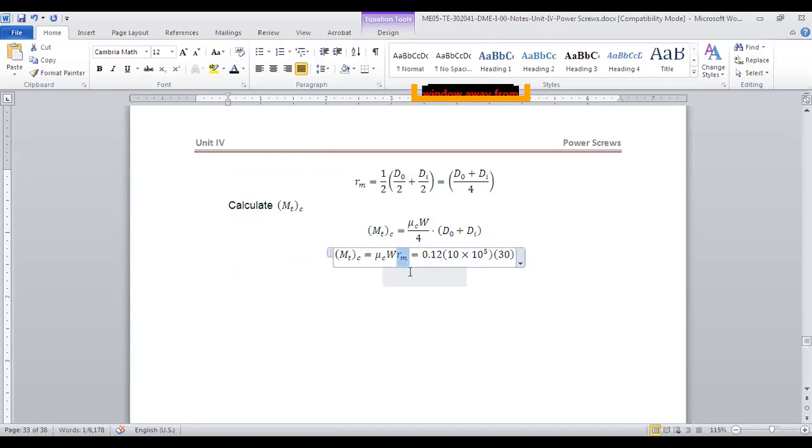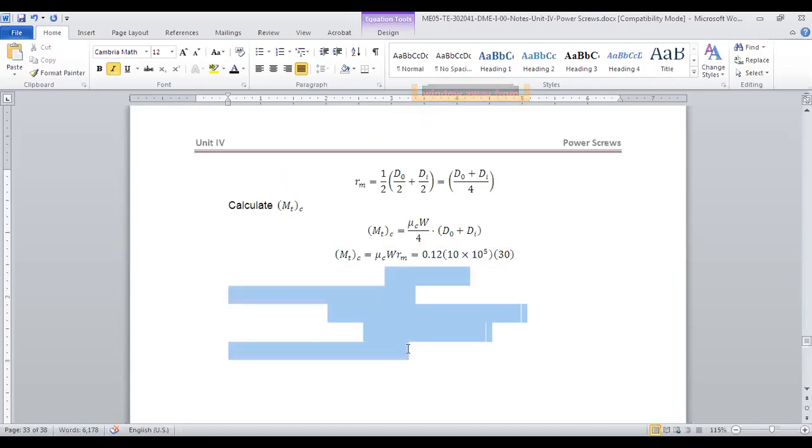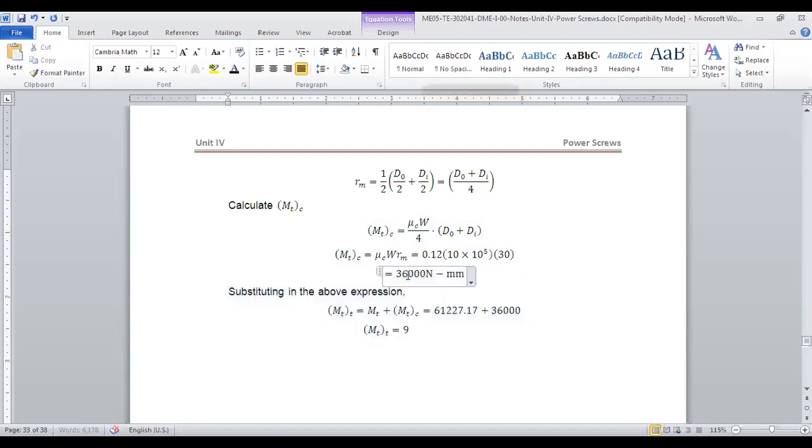So we'll get MTC as mu c into W into RM, where RM is equal to (di plus do) by 4. Okay, so 0.12 into, so mu c is 0.12 given, W is 10 into 10 raised to 3, I think, right? This is not 5, and into 30. So what MTC will we get? 0.12 into 30 will be 3.6. 3.6 into 10, 36. So this is 10 raised to 3. Let me just modify that because it's a typo from my side. Okay, so we got MTC, the collar friction torque, as 36,000 Newton mm.